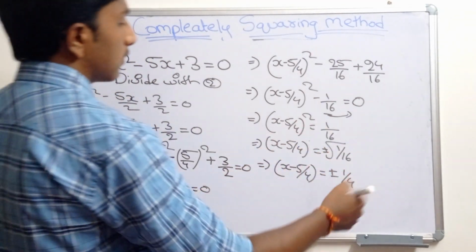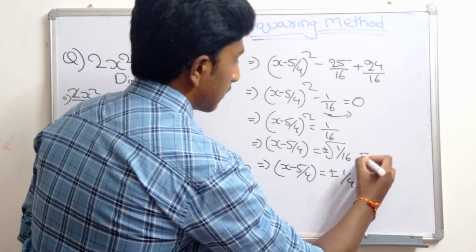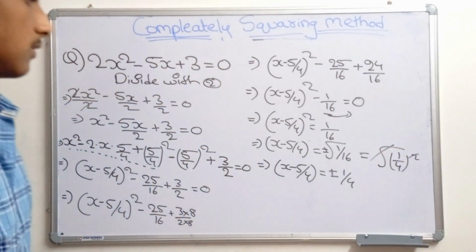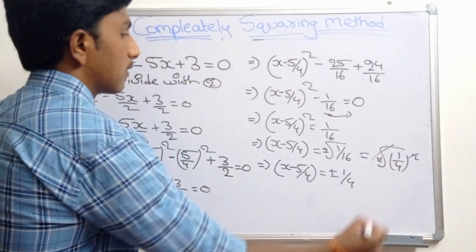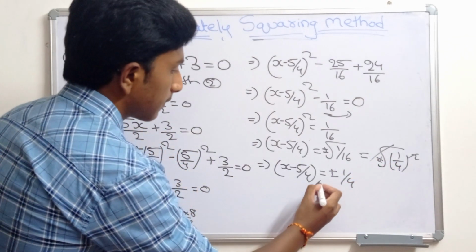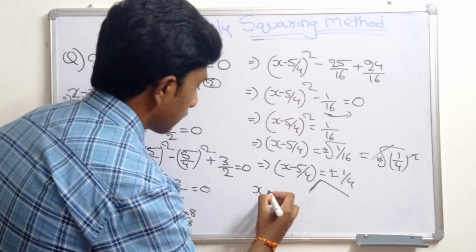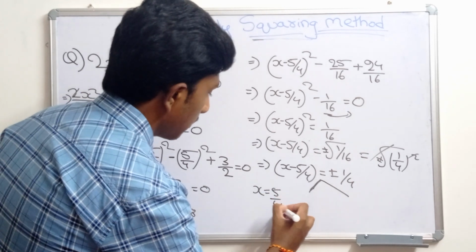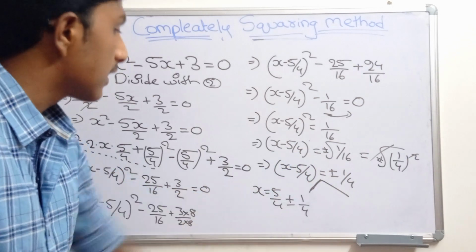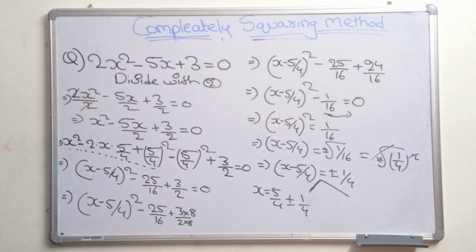If you take out the root, the squares get cancelled, because it can be written as (1 by 4) whole square, and the square and root get cancelled. So plus or minus 1 by 4. Again we have two things here. So first, x is equal to 5 by 4 plus or minus 1 by 4. When we move this minus 5 by 4 to that side, we get plus 5 by 4.